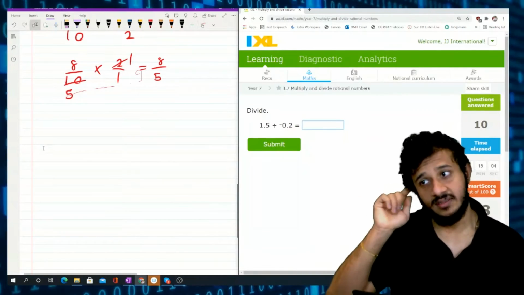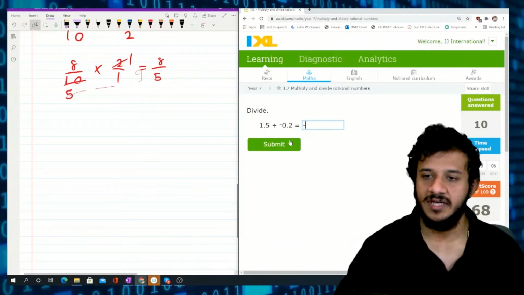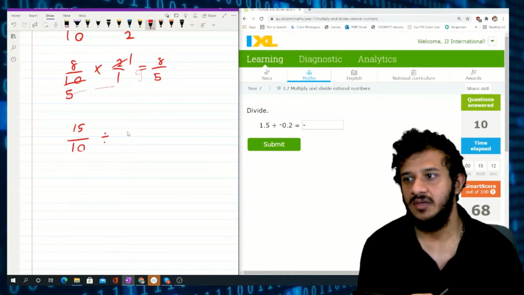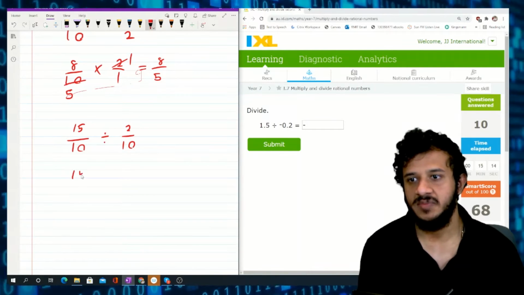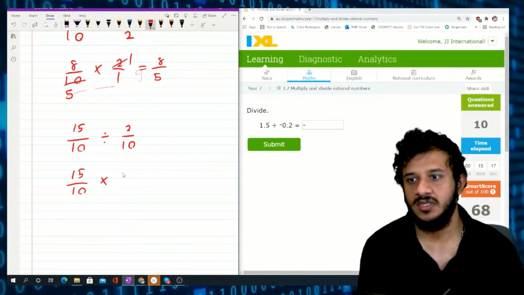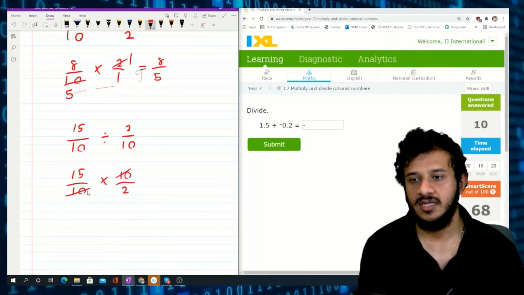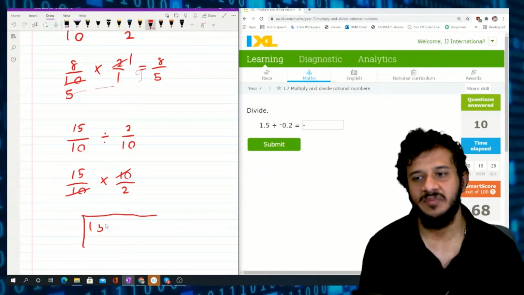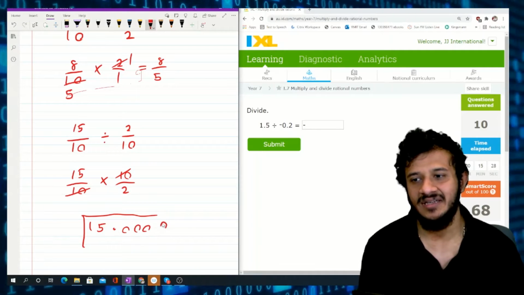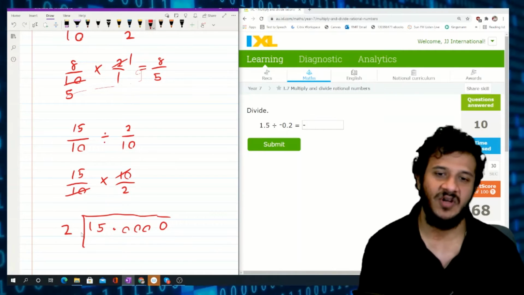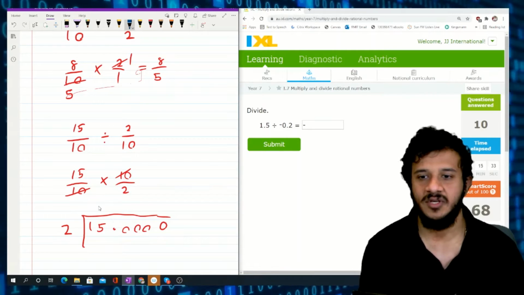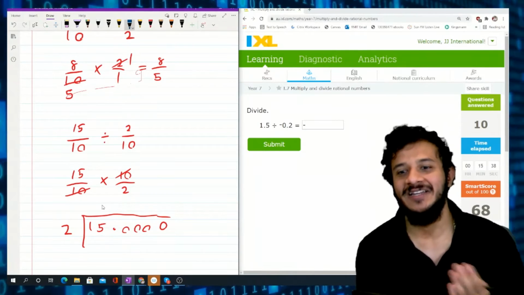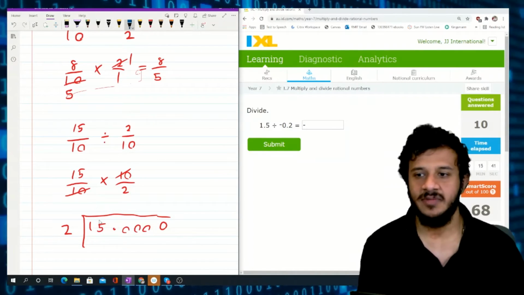And now again, same scenario. This answer is going to be negative, as we know. And then I can write this as 15 over 10 divided by 2 over 10. Division becomes multiplication when the right hand side fraction goes upside down. And then cancel. That's 15 over 2. Because it's a decimal only question, I will make them into decimals. Actually, it's not necessary. You can write the answer as a fraction as well, but why take a risk? Because your teacher might be expecting a decimal answer, because she or he gave you a decimal question. So let's give them a decimal answer.